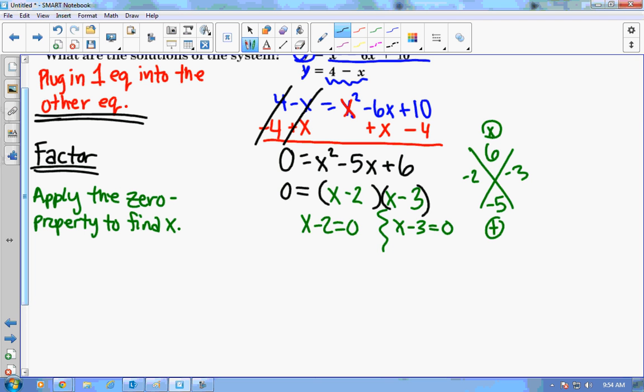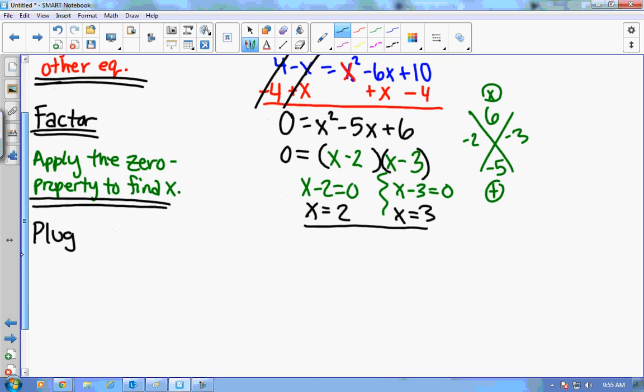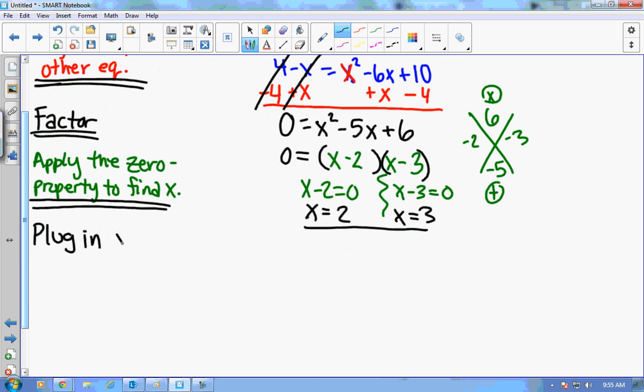Okay, Davis, what are our 2 x values here? Yep, good. Okay, those are the x solutions, but we want points. So after we apply and we find the x's, how do we know the point? Plug in the x. Plug it in, right? Plug in the x to find y.